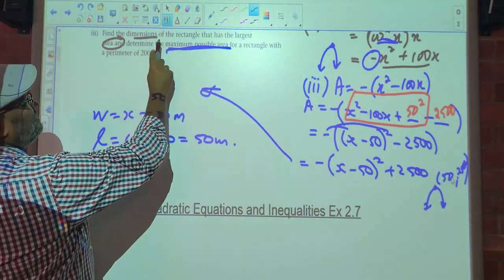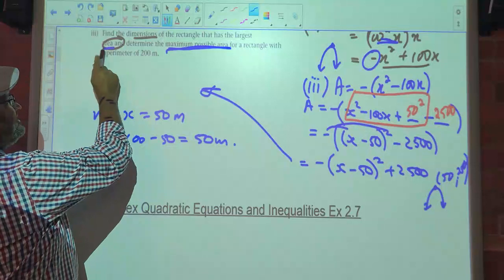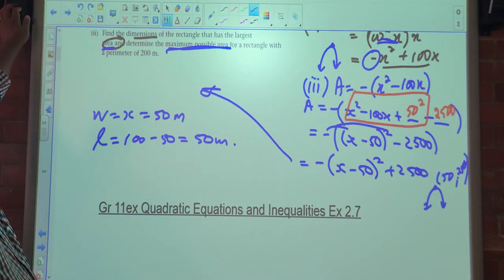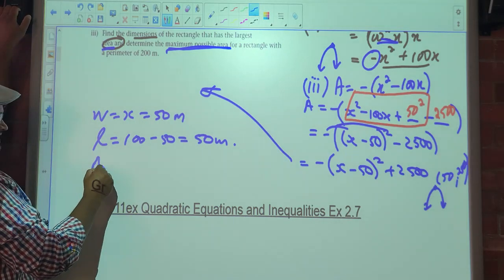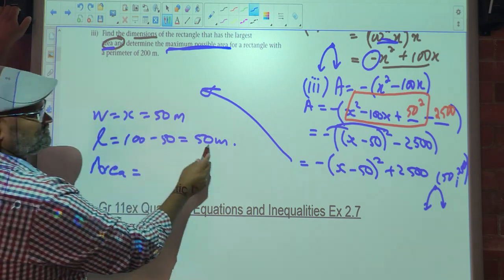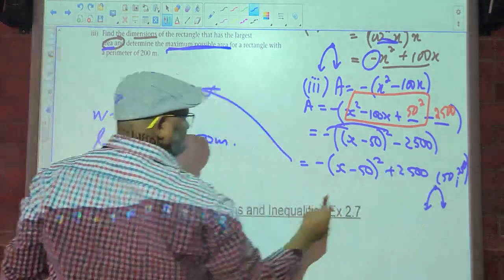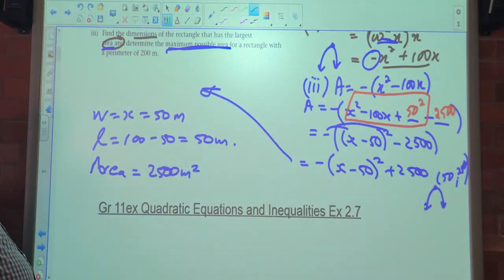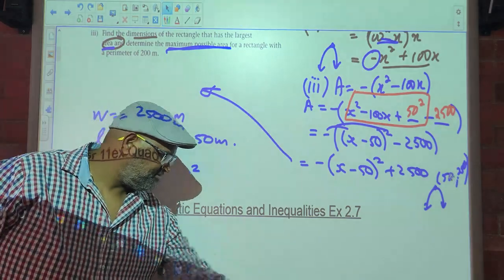The question says determine the dimensions of the rectangle that has the largest area, and determine the maximum possible area. So you find the dimensions for the rectangle that has the largest area. So the area is going to be what? Length times breadth. 50 times 50, which is the same as 2,500 square meters. Okay? You guys understand?